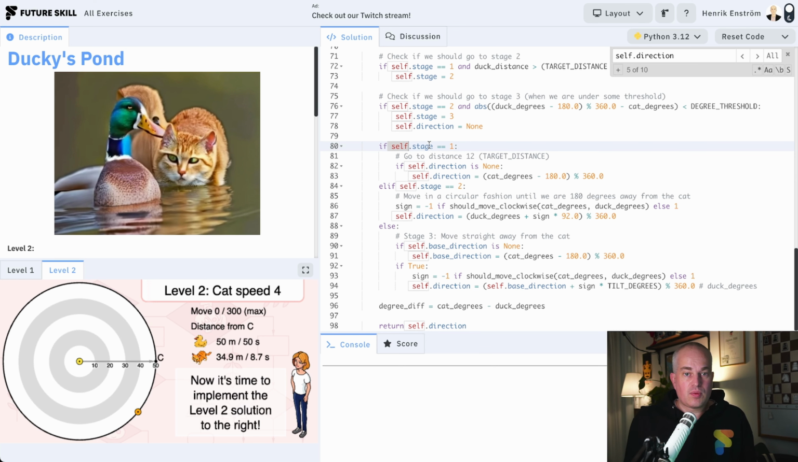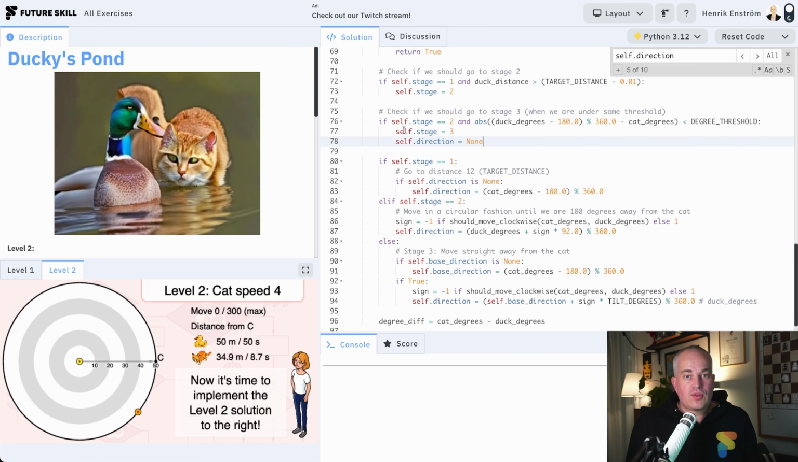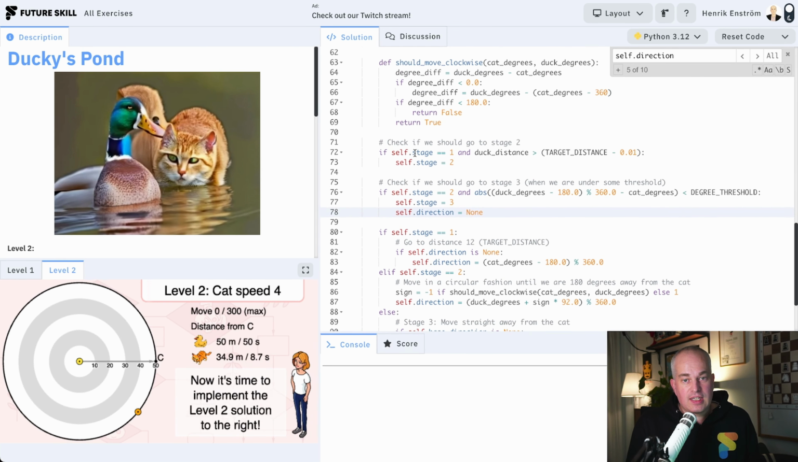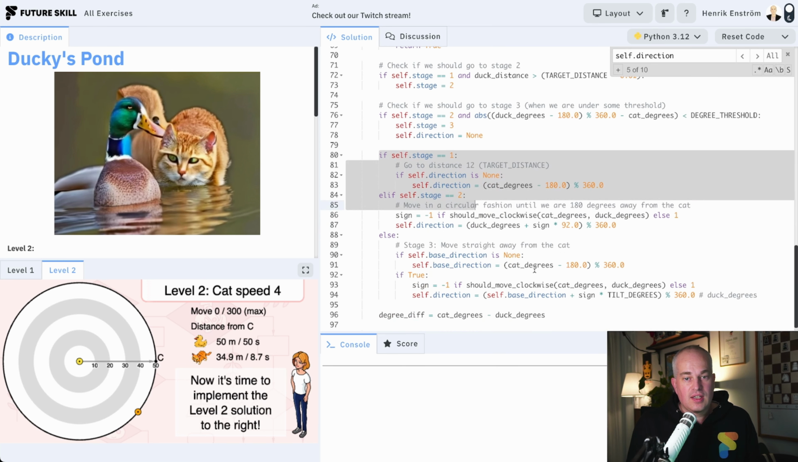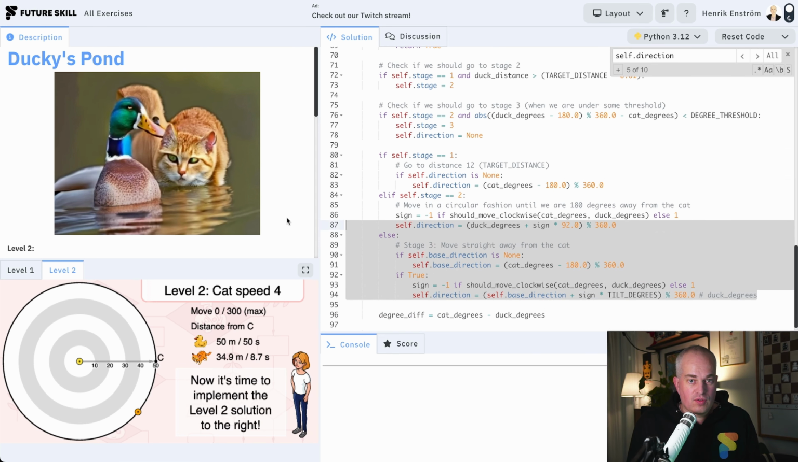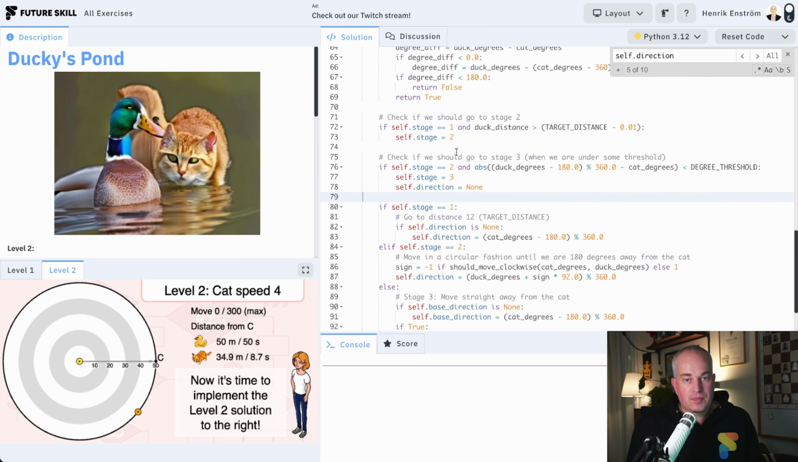Okay, sorry. So in the beginning here we are doing some checks on whether we should move to the next stage, and then we have an if statement here which carries out the code for the stage we are currently in. So maybe we can jump to this part of the code now.